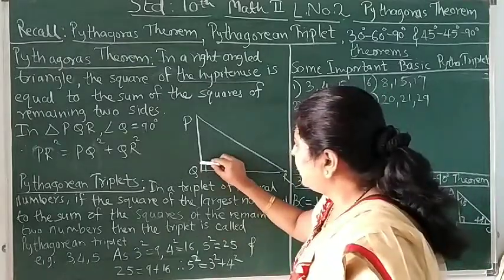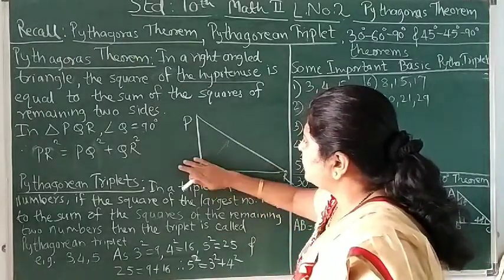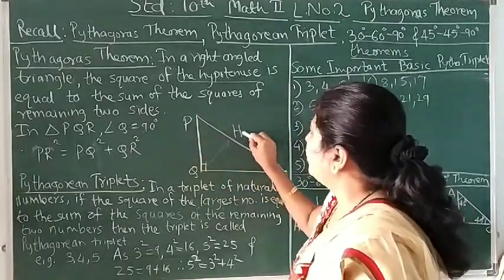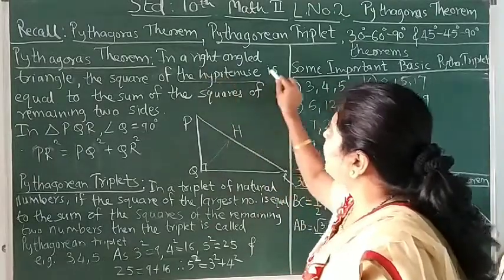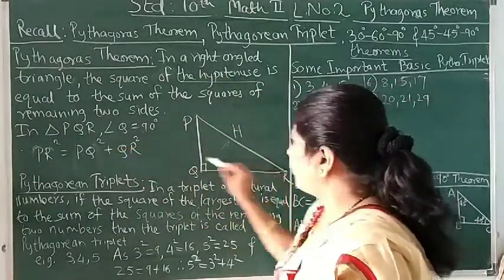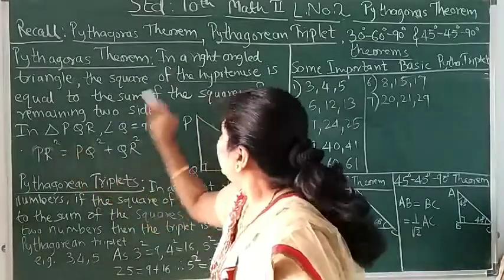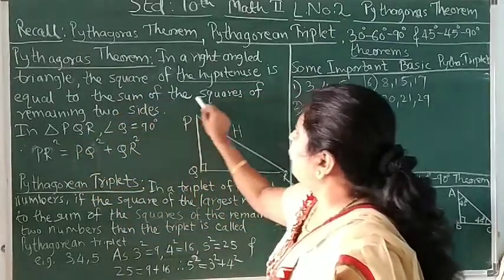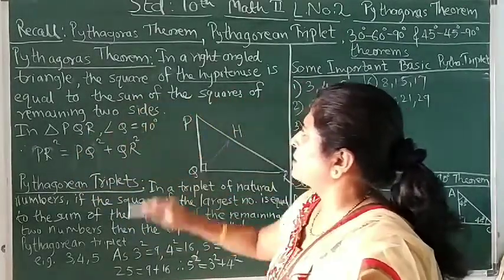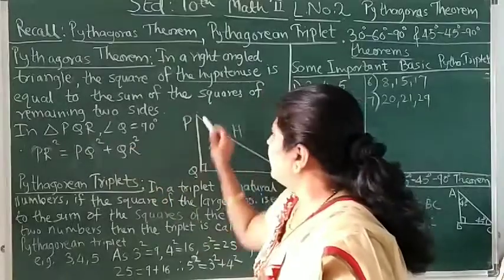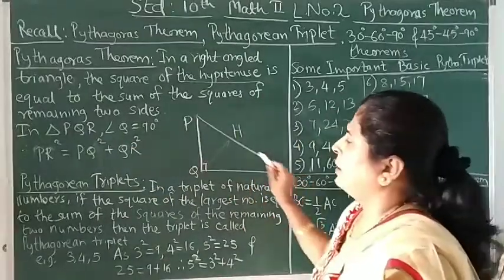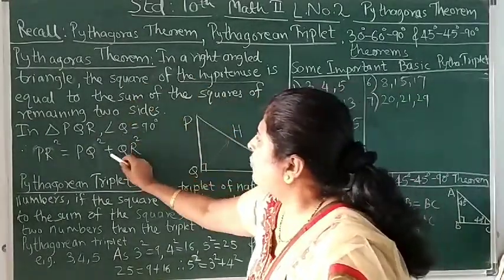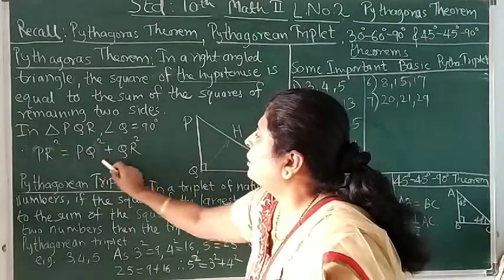So if this is the right angle Q, the side opposite to it, just ignore the Q and you can see PR. So this is going to be your hypotenuse. So the square of the hypotenuse, here PR is the hypotenuse. The square of the hypotenuse PR is equal to the sum of the squares of the remaining two sides. Sum means addition. The remaining two sides are PQ and QR. So we have to take the remaining sides, their squares and their sum.